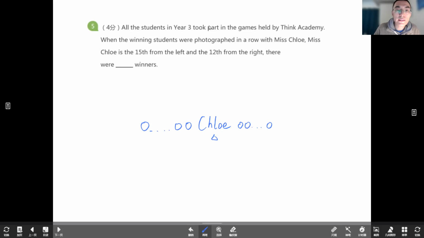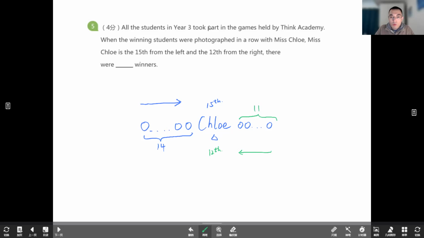And we know that counting from the left to the right in this direction, Miss Chloe is the 15th. And what does that tell us? That tells us that there should be 14 students on her left, right? And then let me change the color to green. Counting from right to left, it says here that Miss Chloe is 12th from the right. So from right to left, she is the 12th. And that means there should be 11 students on her right.